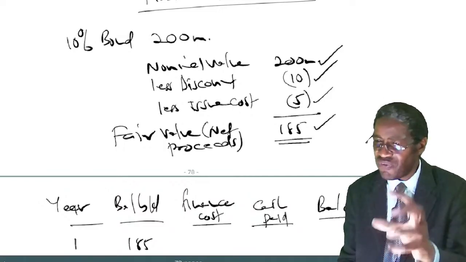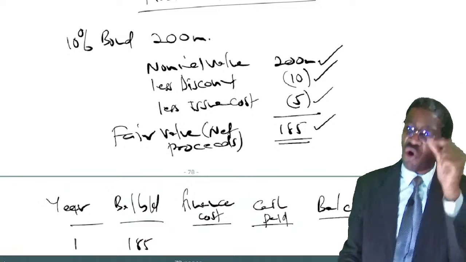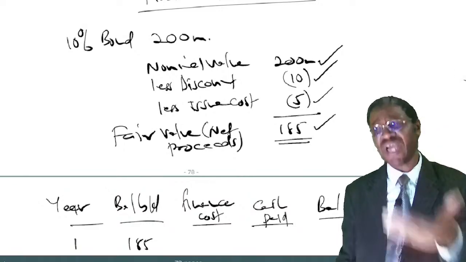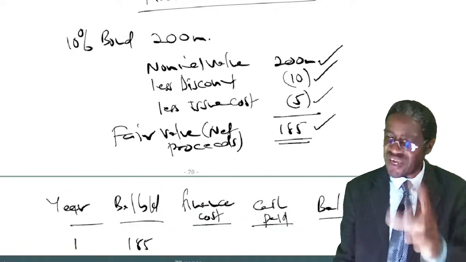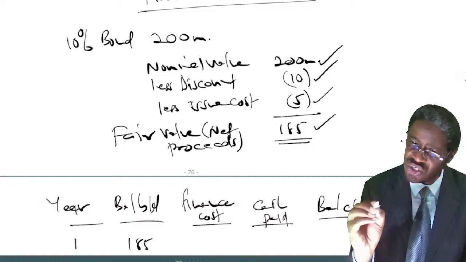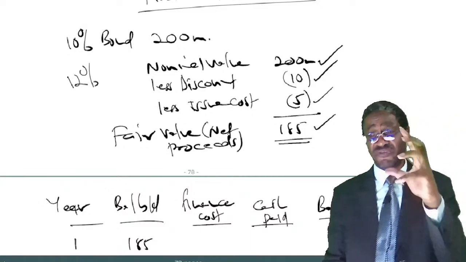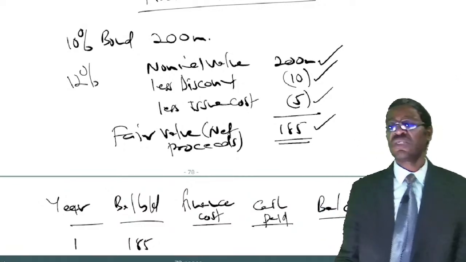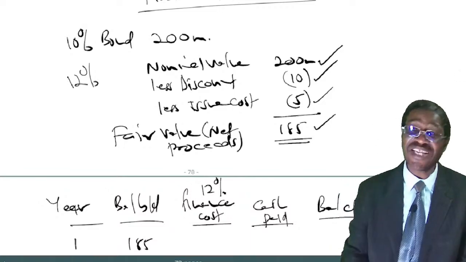To calculate the finance cost, we normally are required to use what we call the effective interest rate. That means the required market rate of return. The question will tell you what the effective interest rate in the market is. So, let me assume the question tells you the market rate of return or the effective interest rate is 12%. Now, 12% is what you will use to compute the finance cost.